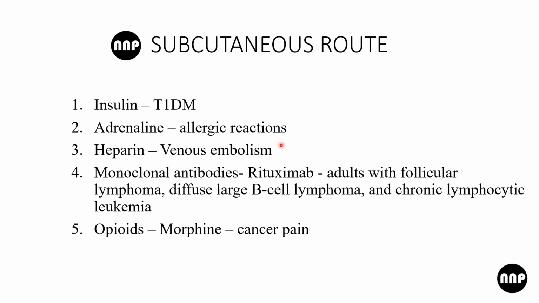The examples are insulin, which you use in type 1 diabetes mellitus, adrenaline in allergic reactions, heparin in venous embolism, DIC. Monoclonal antibodies like rituximab are used in, at least remember this, CLL, chronic lymphocytic leukemia, and diffuse large B-cell lymphoma in adults with follicular lymphoma. For beginning, you should at least remember CLL. Opioids like morphine, which we use in cancer pain.